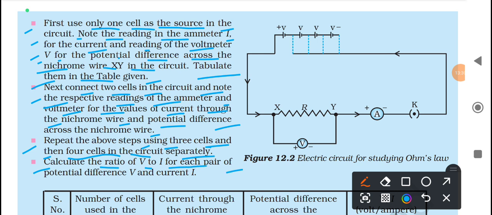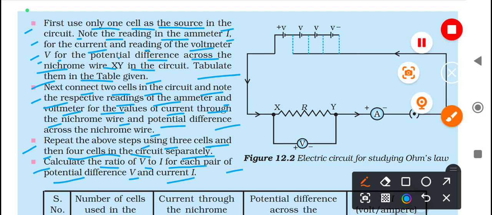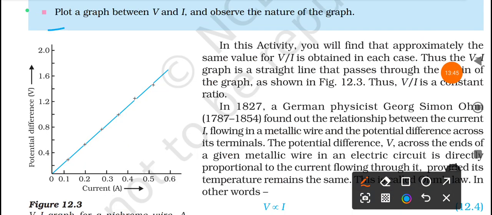Calculate the ratio of V to I for each pair of potential difference V and current I. Plot a graph between V and I and observe the nature of the graph. Potential difference V and current I.